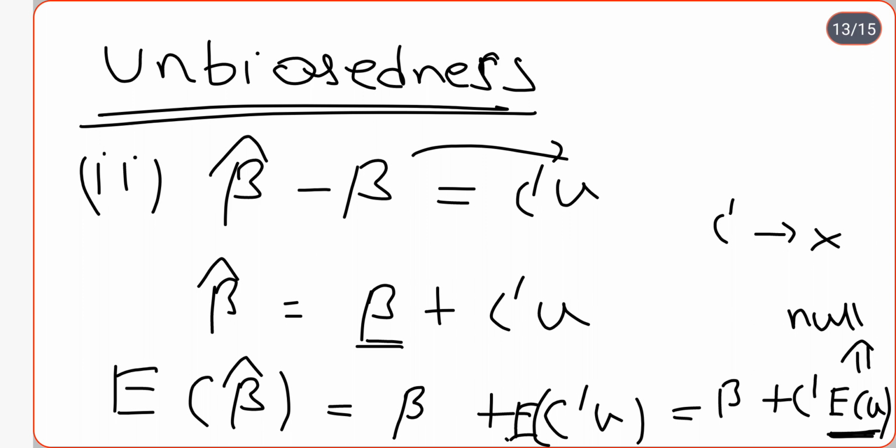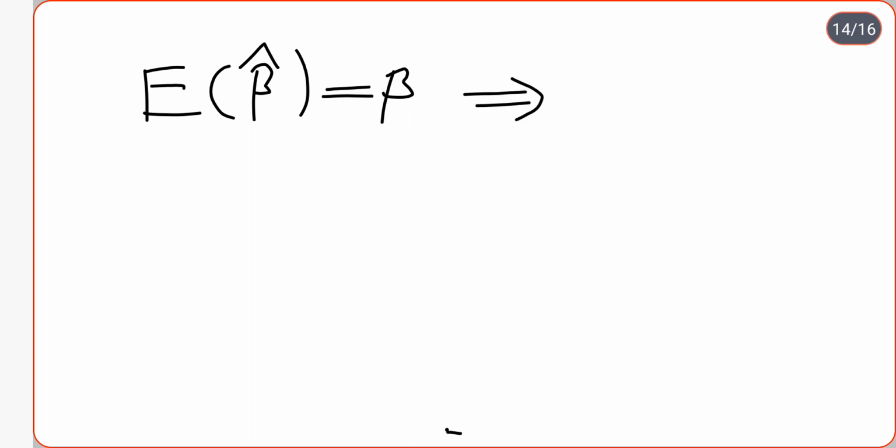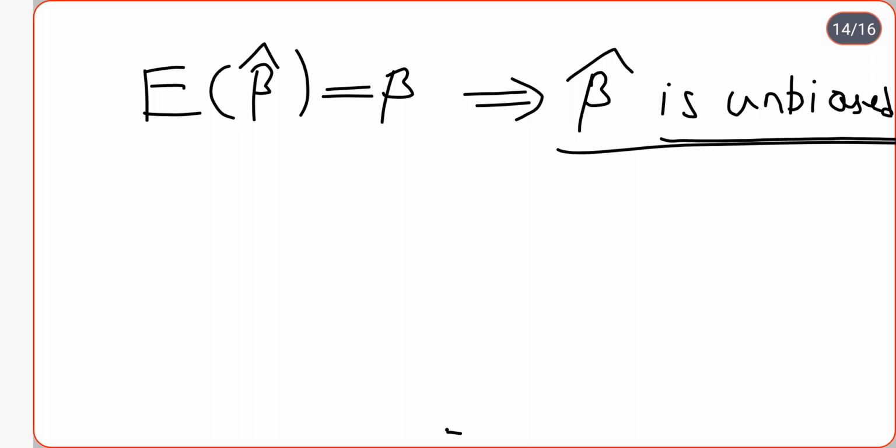So if it is null, then C dash multiplied by null will give us null or 0. So we are left with only beta. So expectation of beta hat will be nothing but beta. So we have proved unbiasedness from here. That means we can say that beta hat, the vector of all the parameters, is unbiased. If beta hat is unbiased, then all the parameters in the beta hat vector will obviously be unbiased. I will prove the best property, or the minimum variance property, of the vector beta hat in the next video.